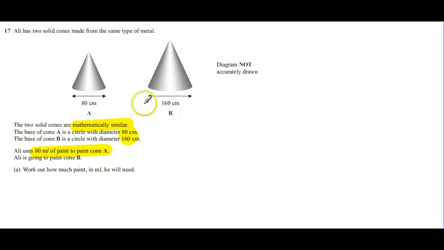Now, a moment ago I said that mathematically similar is key. Initially you could look at this question and it talks about how much paint we need, and it talks about a volume, and you could go to your formula sheet and look at the third pi r squared h and think that we're going to be working out volumes, but actually we don't. And the reason we don't is this bit here. Where it tells us it's mathematically similar, that means that we're working with scale factors.